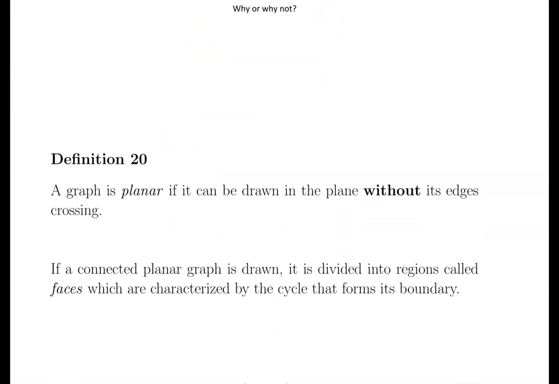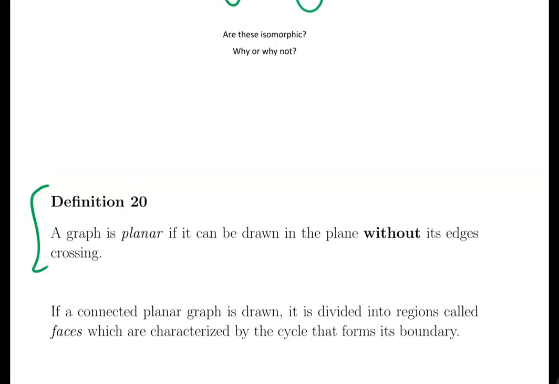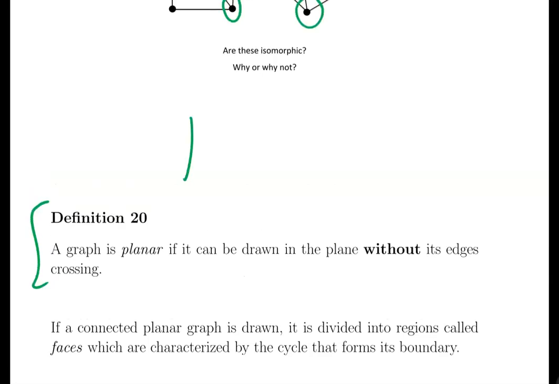So a graph is planar if it can be drawn in the plane without its edges crossing. This was related to the first part that we did here with graph theory. Remember I gave you K4 and I said you could draw it like this. That's K4. That's totally fine. Or you can draw it like this, right?